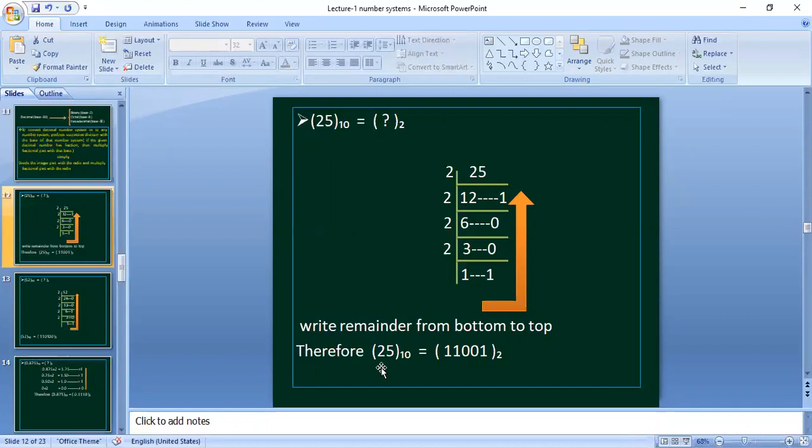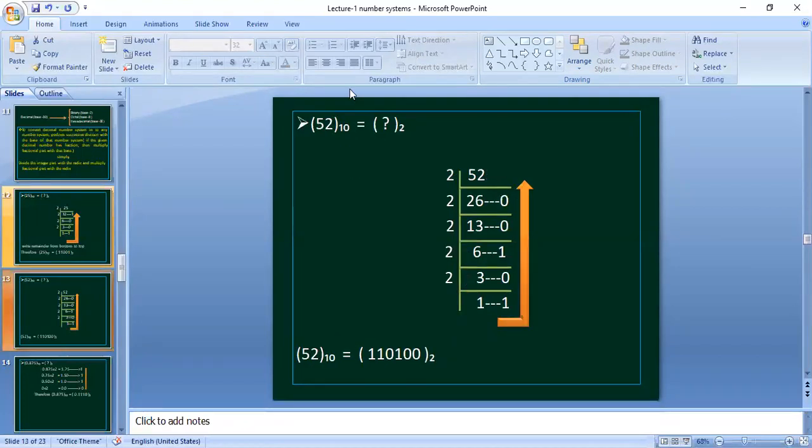Next, one more example here I am taking. That is 52. So 52 is the given decimal number, and we need to convert it to binary. Here the given decimal has only an integer part, so we need to do successive division with the base or radix of binary, which is 2.